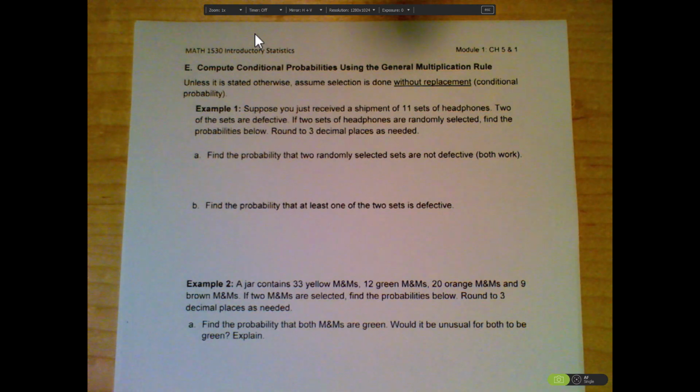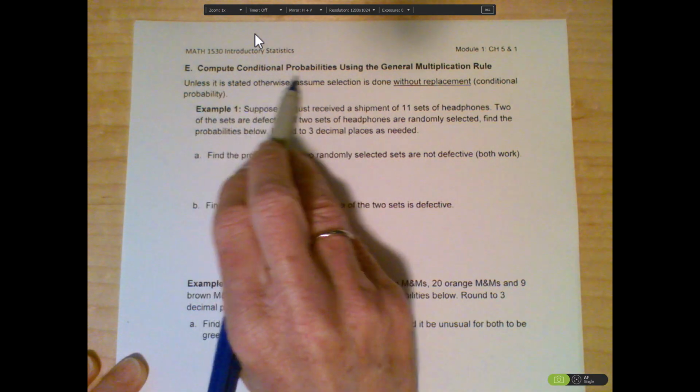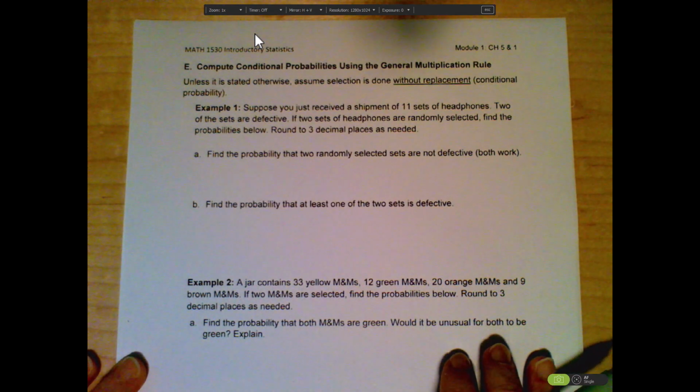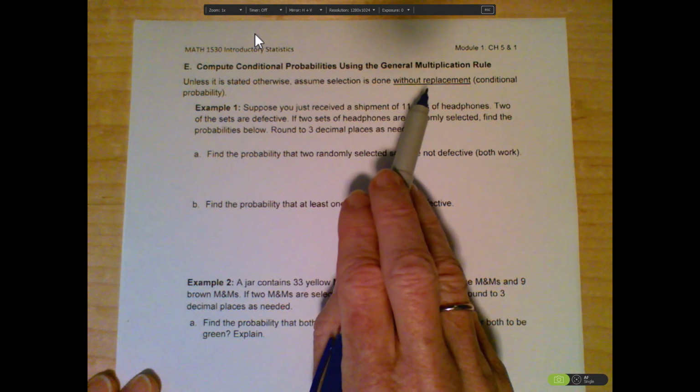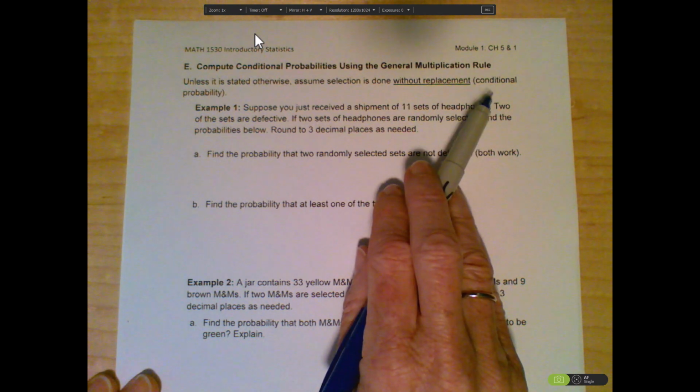This is video 4 from section 5.4, and we're now on part E, compute conditional probabilities using the general multiplication rule. Unless it's stated otherwise, we are to assume selection is done without replacement. In other words, it'll be a conditional probability.